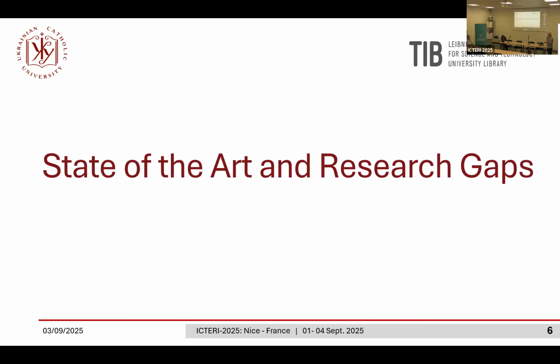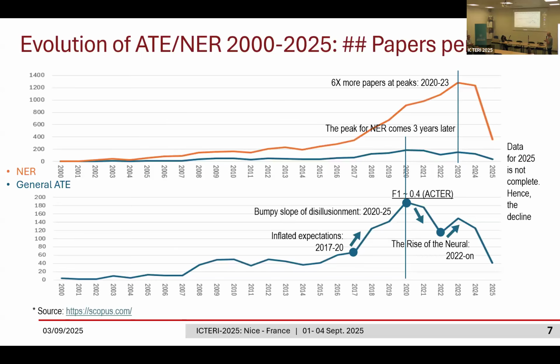Now let us look at the state of the art. What we did, we just traced the evolution of scientific thought in two related subdisciplines of natural language processing and semantics. The first is named entity recognition, which is the orange line. And the second is general automated term extraction. We have built these diagrams based on the numbers of papers in both subdisciplines per year, starting from almost prehistoric times.